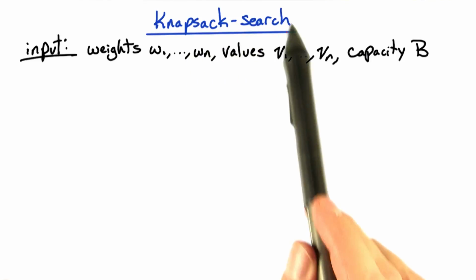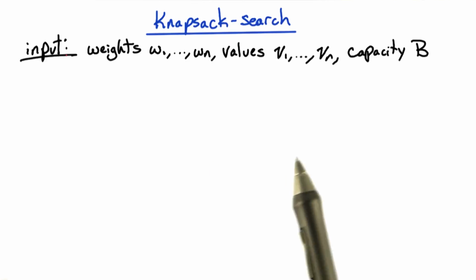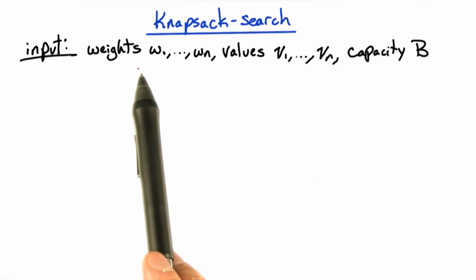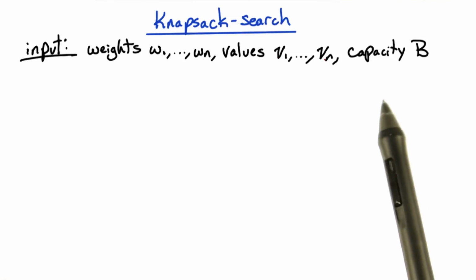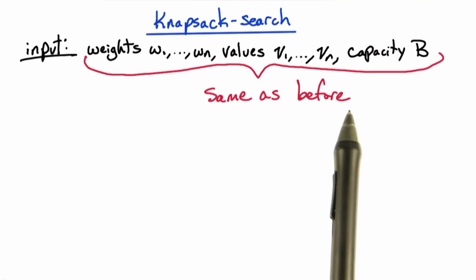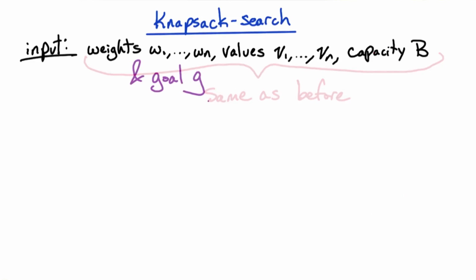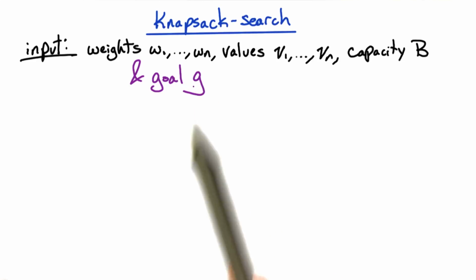Now we're going to look at the version of Knapsack which is a search problem. Now the input starts off the same as before. So we'll have integer weights W1 through Wn, integer values V1 through Vn, and a total capacity capital B. All of this is the same as before for the original Knapsack problem. But there's an additional input parameter, which is our goal, which we'll denote as little g.